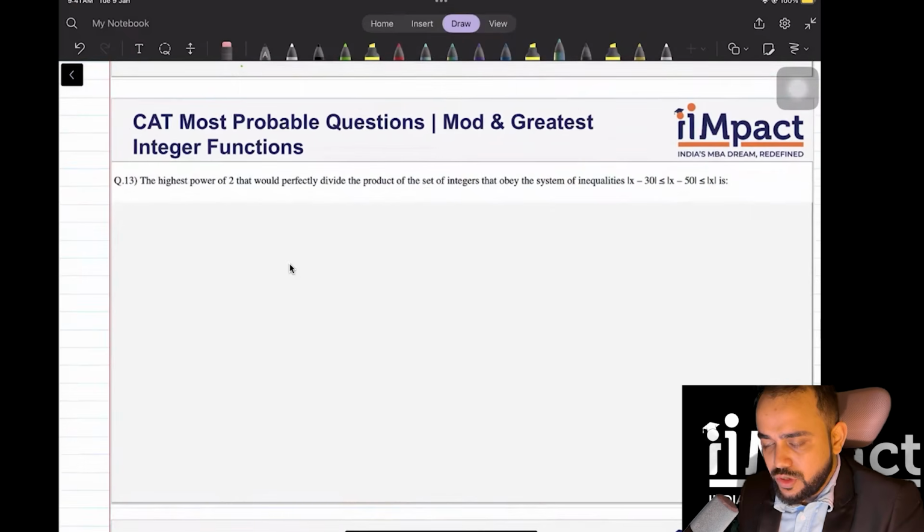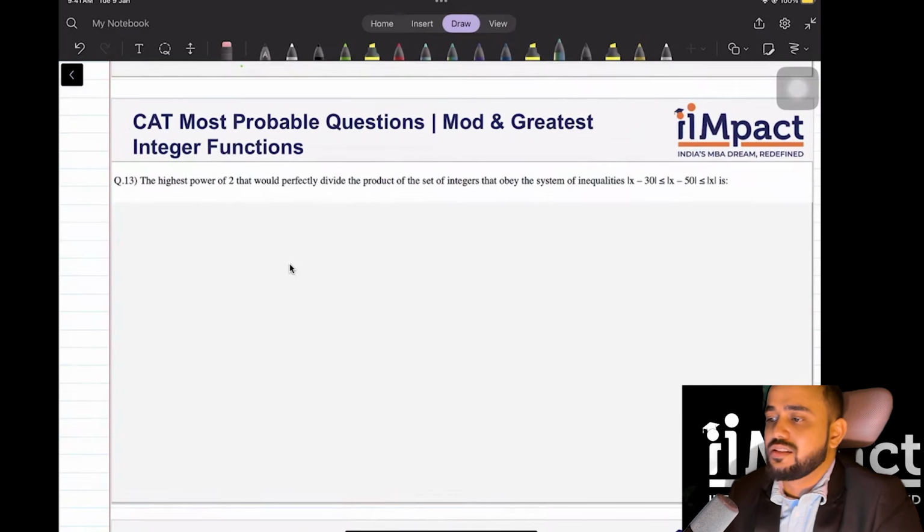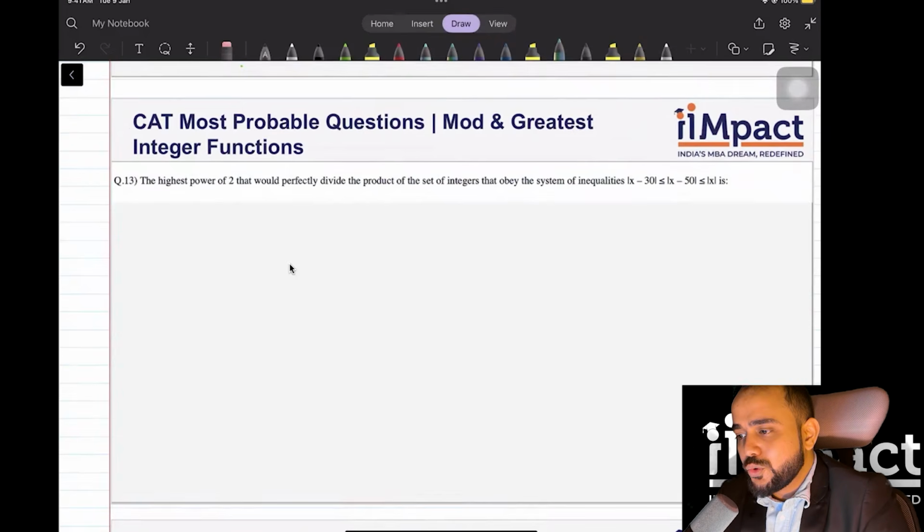Now, next question. The highest power of 2 that would perfectly divide the product of the set of integers that obey the system of inequalities, mod of x minus 30 less than or equal to mod of x minus 50 less than or equal to mod of x. Now, the worst way to do this is to square both sides and get rid of mods, and deal with two separate inequalities, a method which people who take 3-4 minutes per question use. We are not that. We are going to be smarter.